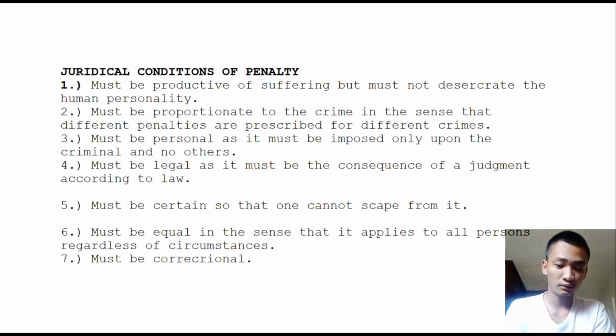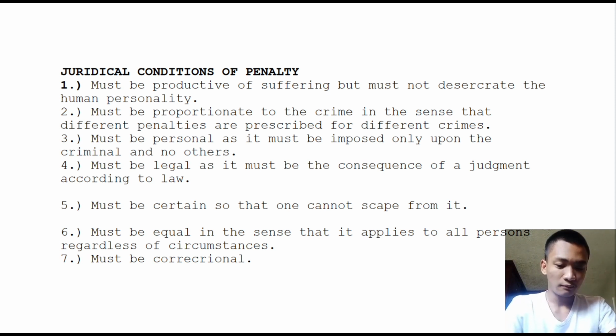Ano-ano mga ito? Number 1, must be productive of suffering but not disintegrate the human personality. Ito, it is the punishment na dapat maging produktibo ang pagdurusa without affecting ang integridad ng pagkatao ng isang tao. Number 2, must be proportionate to the crime in the sense that different penalties are prescribed for different crimes. It is the different crime na dapat parusahan ng iba't ibang antas ng parusa.